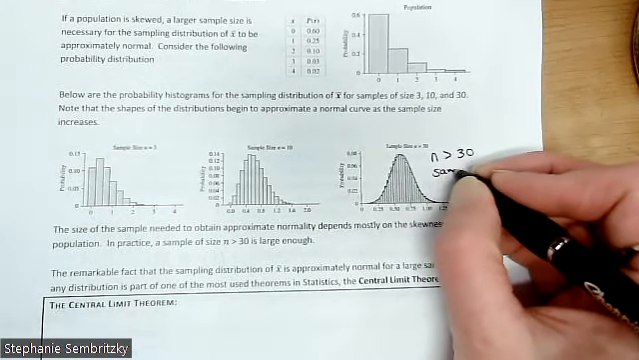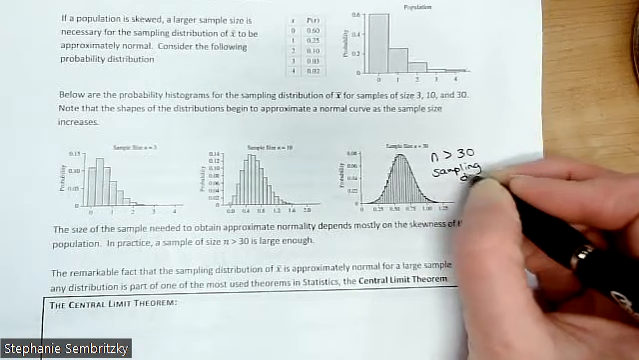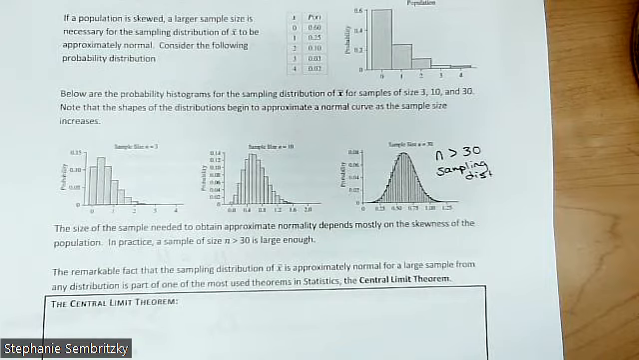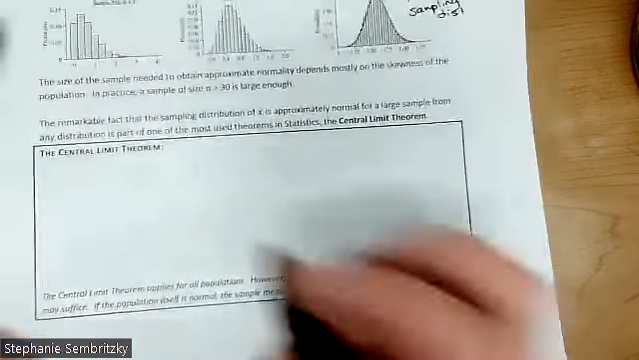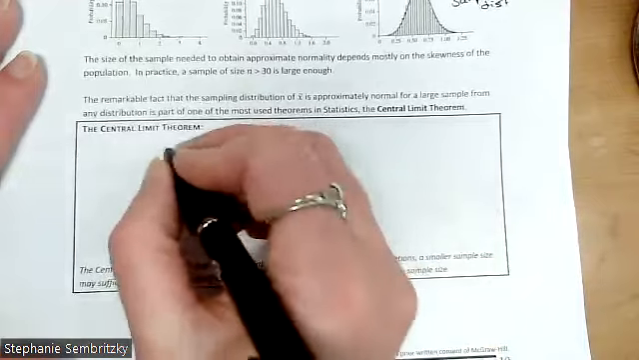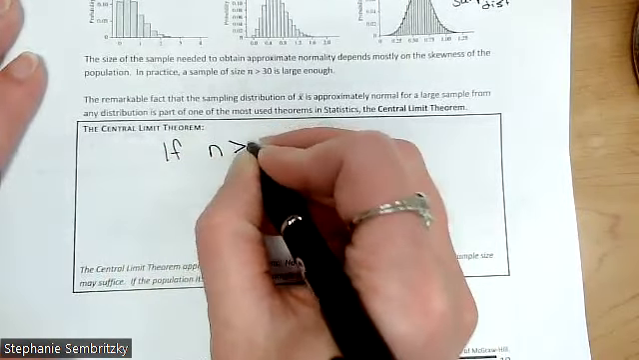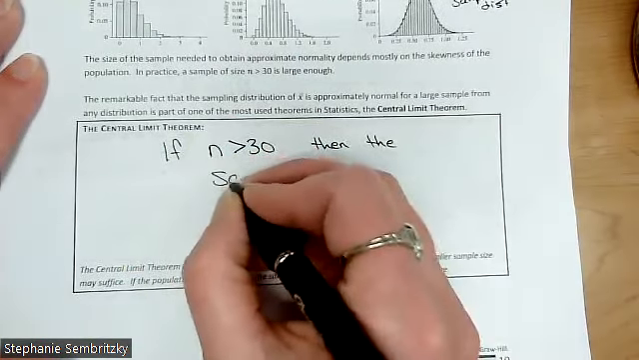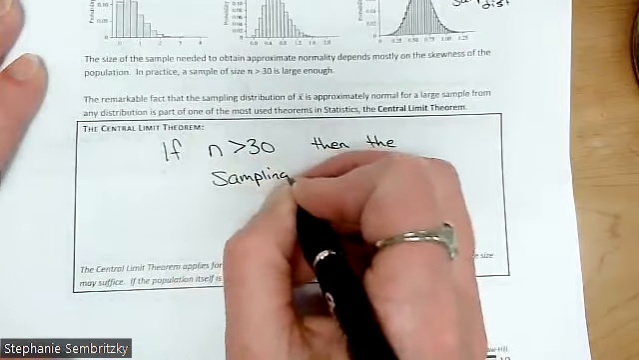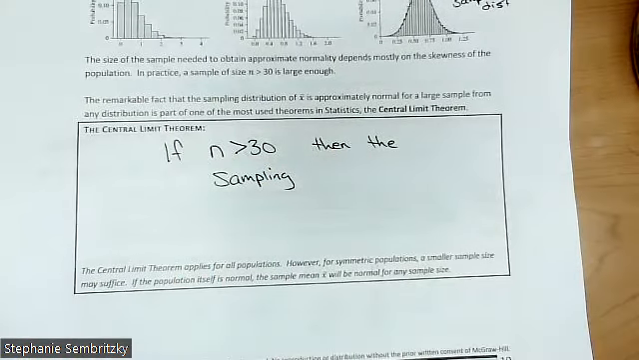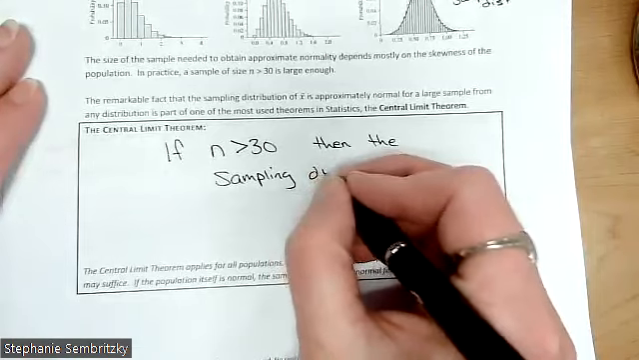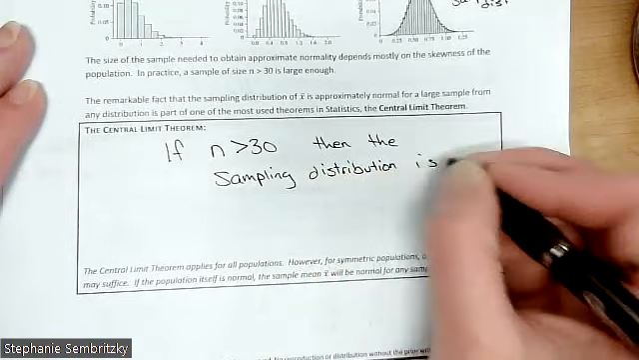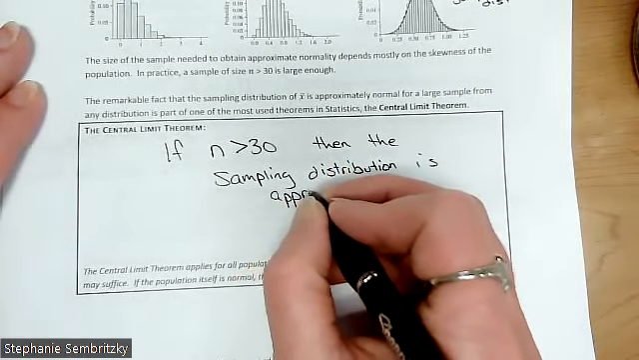So with a sample size of 30, if n is bigger than 30, the sampling distribution, well, I guess I need to write that in the right place. Here, we'll write it big here. This is called the central limit theorem. If n is greater than 30, then the sampling distribution, in other words, the distribution of every possible sample we could have in the world, is approximately normal.